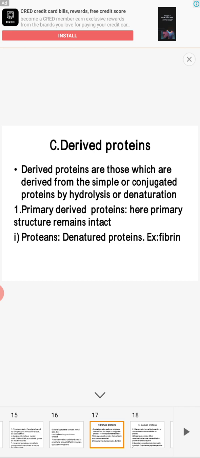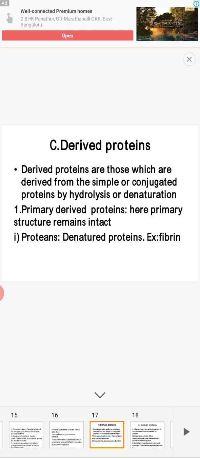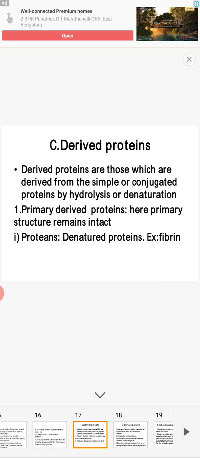Again, there are two types, primary and secondary derived proteins. In primary derived protein, the primary structure of protein remains intact. Proteins have primary, secondary, tertiary and quaternary structure. In primary derived protein, the primary structure is not disturbed. Example, denatured proteins, fibrin. So their primary structure is maintained.